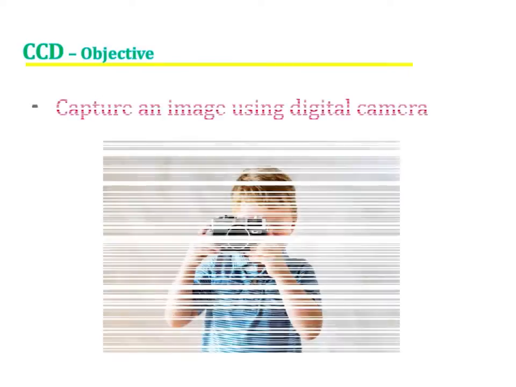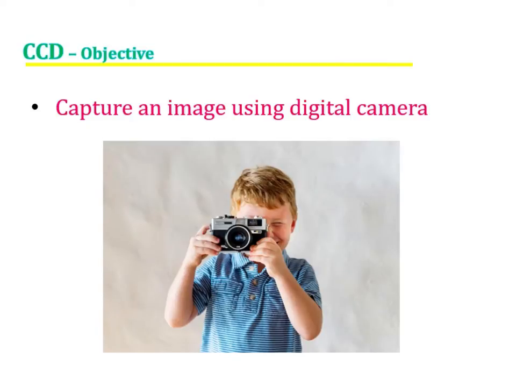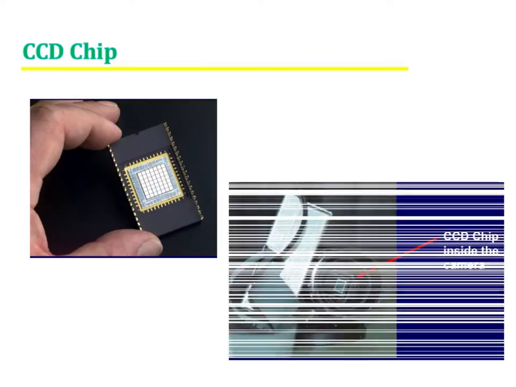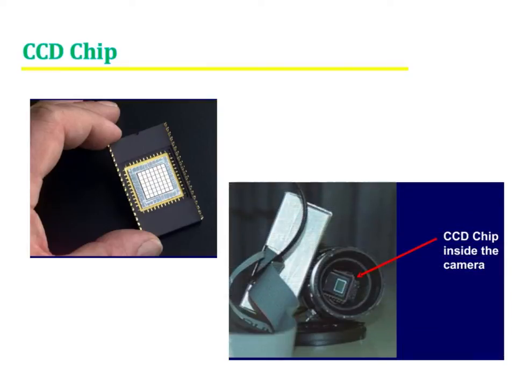We will try to understand the concepts of CCD by taking a small example. The objective is to capture an image using a digital camera. We will try to find out how an image is made. This image is made inside a camera with the help of a CCD chip that is going to be present in it. You could notice from the screen there is a CCD chip inside the camera which helps us to record images. So what is a CCD chip?